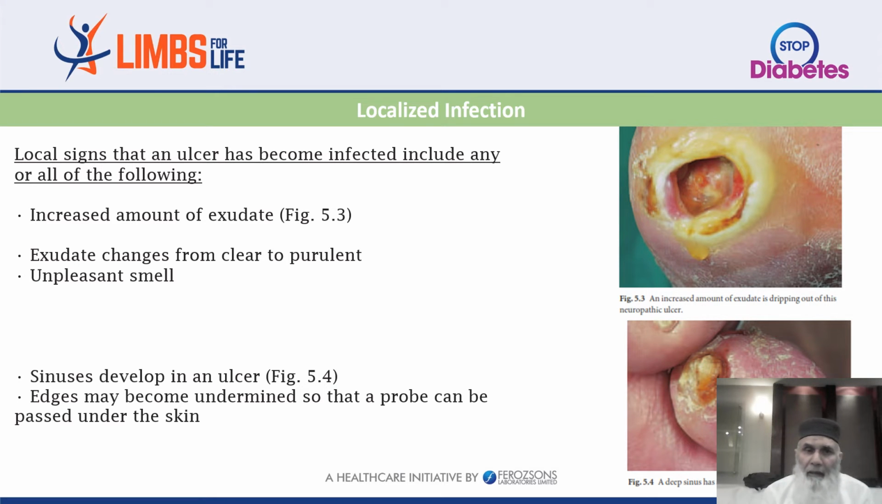Increased amount of exudate is one of the signs, and exudate changes from clear to purulent with an unpleasant smell. Sometimes it's really foul smelling, as anaerobic organisms are involved, and so these are the stages. Initially there is increased exudate, then this becomes purulent, and then there is a smell. And a sinus develops in an ulcer, and edges may become undermined so that a probe can be passed under the skin.